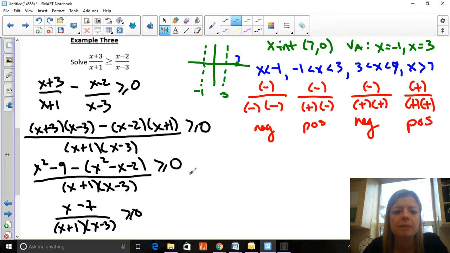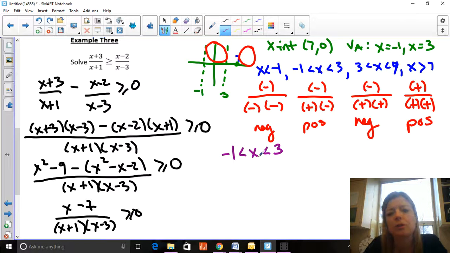So this question was looking for greater than or equal to 0, so I'm looking at positive intervals. It's positive here, and here. I have to make sure I'm answering this properly. Between -1 and 3, do I put inclusions here? I can't because they're asymptotes. But I can on greater than or equal to 7, because that's a 0. So it does actually equal 7, but they can't equal -1 and 3.